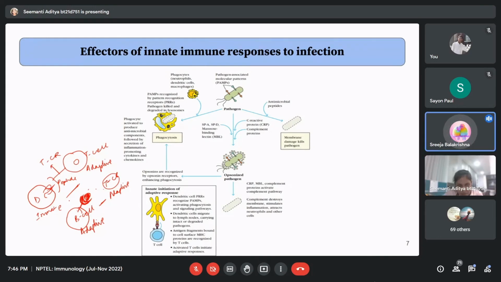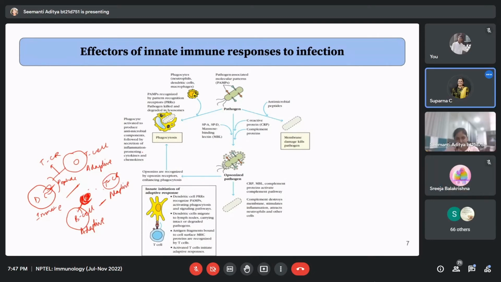Yes, ma'am, but I didn't understand. The dendritic cell is already presenting it to the T cells. Then why is the B cell again presenting the thing to the same T cell? Why would we require so many cells? Why are macrophages also doing a similar kind of thing? Why are neutrophils also doing a similar kind of thing? Just to increase the immune response? So it is a backup plan?